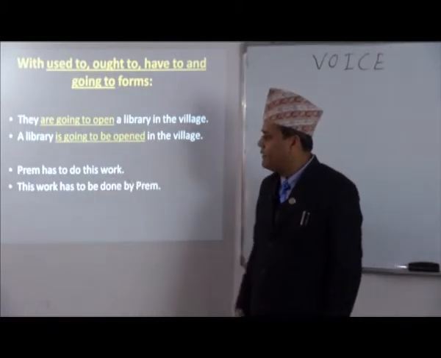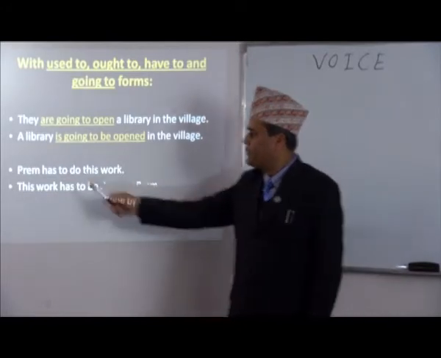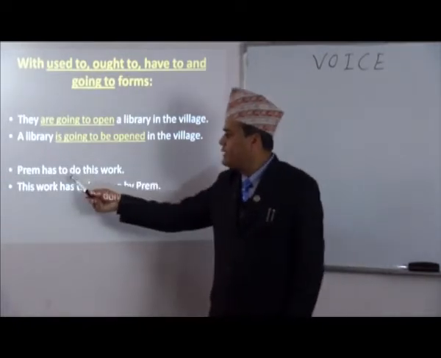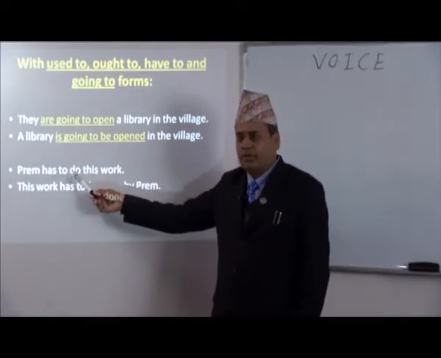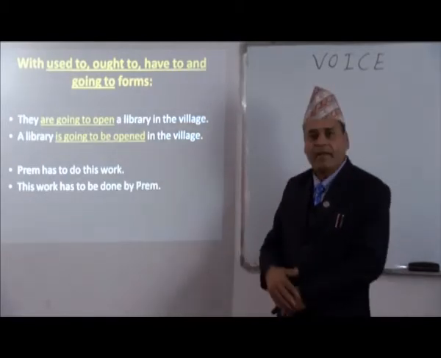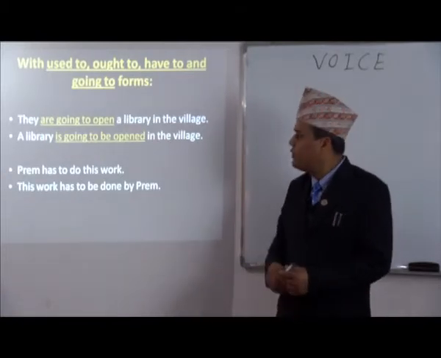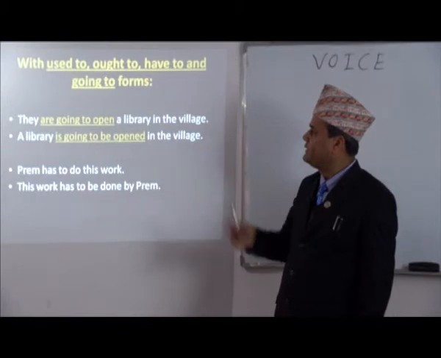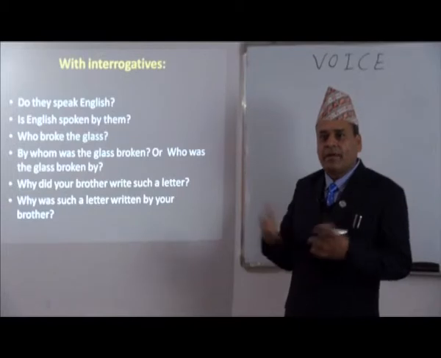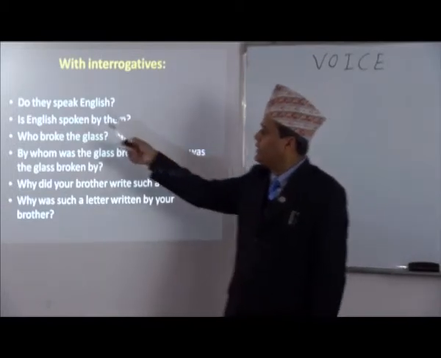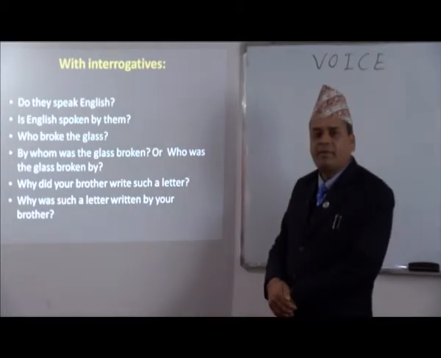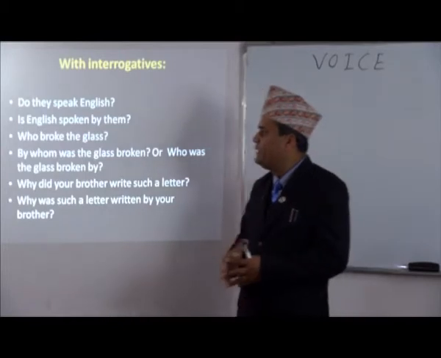You see the next example, Prem has to do this work, with the case of has, have, and had, and it is followed by to. Let's look at the example. What happens here? This work has to be done by Prem. Alright, so we are going to look at the next example with interrogatives. We can change interrogative sentences into passive. Do they speak English? As it is in present tense, we are using is. Is English spoken by them?